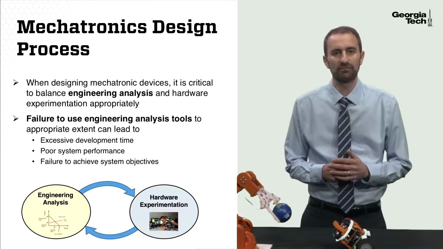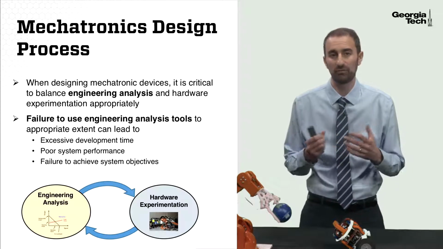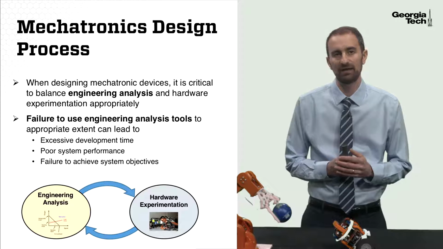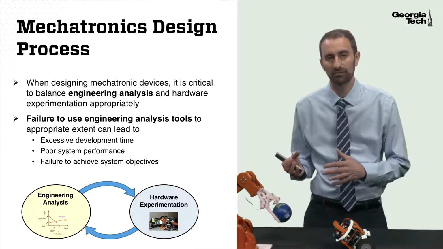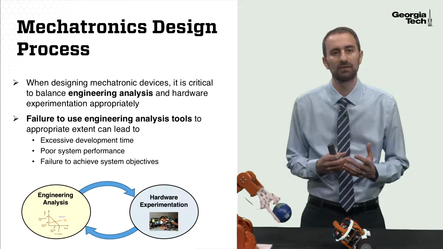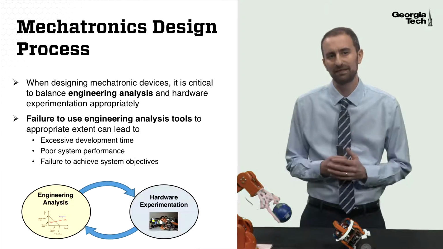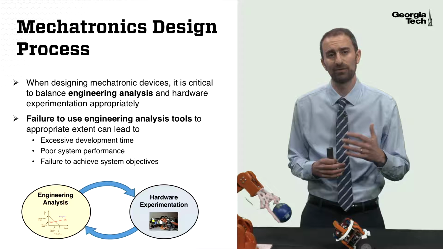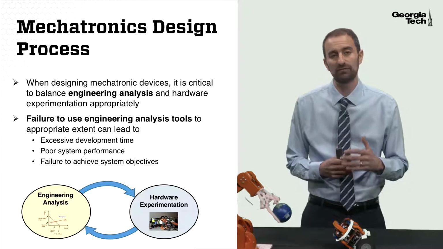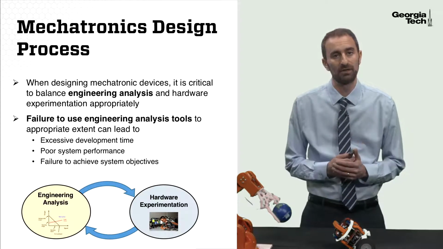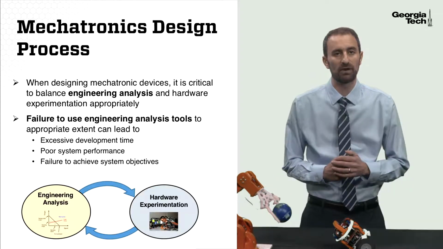Now, when you're designing a mechatronic device, it's critical to balance engineering analysis with hardware experimentation in an appropriate way. Many people try to design a mechatronic device using some type of trial and error method where they'll maybe build something, try it. If it doesn't work, they'll make some tweaks, test it again, and so on. The problem is that if you don't use a rigorous engineering analysis approach, then that can lead to, for instance, excessive development time. It can take a long time to get something to work. When you do get it to work, it may not work very well. And so you might not achieve the objectives that you've set for whatever you're trying to build. So it's important to balance both an engineering analysis process with a hardware experimentation process.